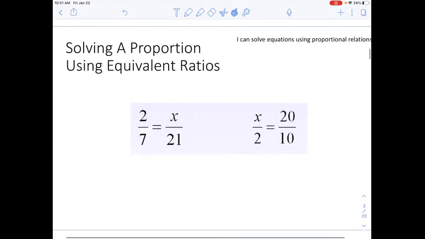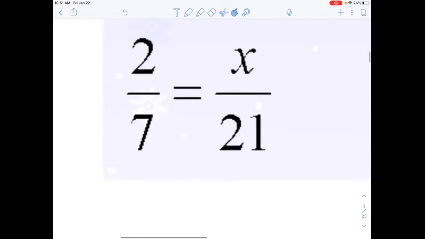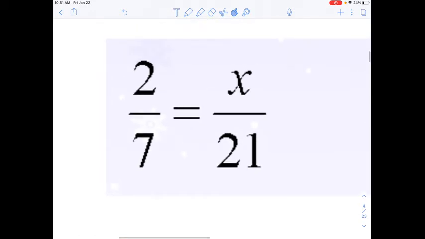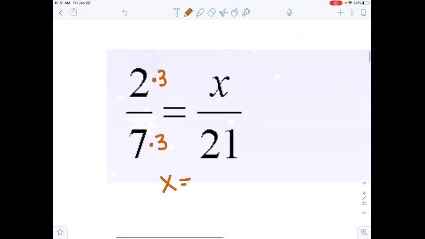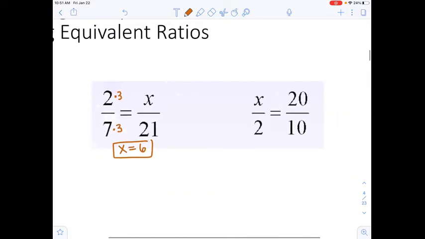So in that same portion of your notes where it says solving a proportion using equivalent ratios, we're going to try 2 problems. 2/7 equals x over 21. Well, I know that 7 times 3 is 21. So I'm going to do that same thing to the numerator. 2 times 3 is 6. So I know that x equals 6. And then just double check, does my answer make sense? 2/7, 6 over 21. Yep. X equals 6.